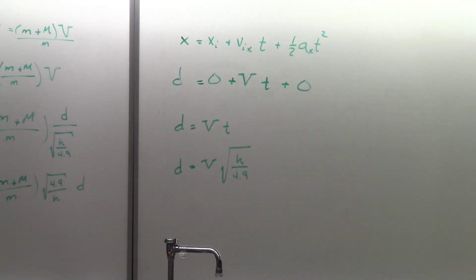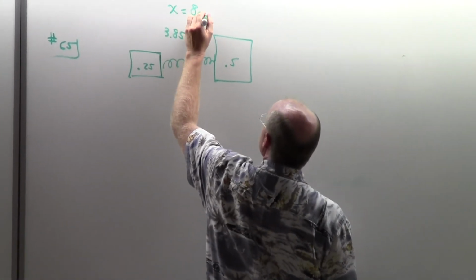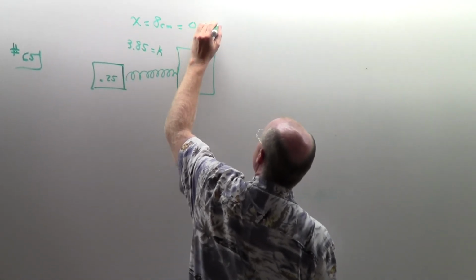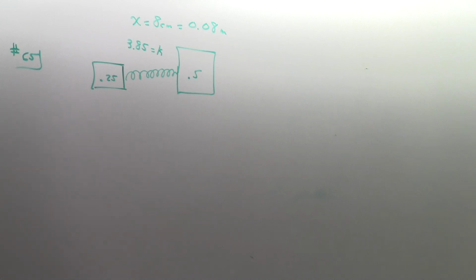Okay, so 0.25 on the left, 0.5 on the right, a spring between them with a spring constant of 3.85, and you compress it 8 centimeters, which I'll write as 0.08 meters. So 2 weights, spring in the middle, push them together.